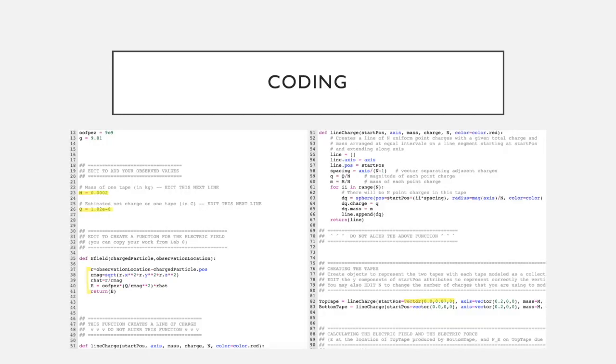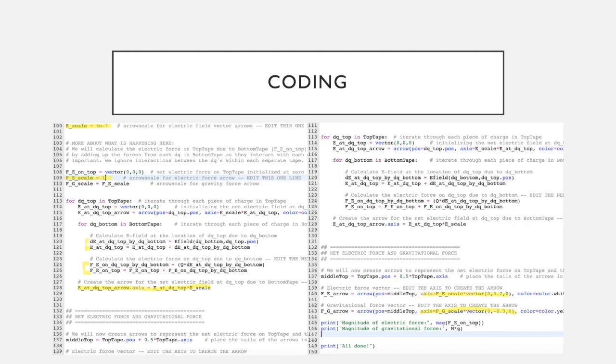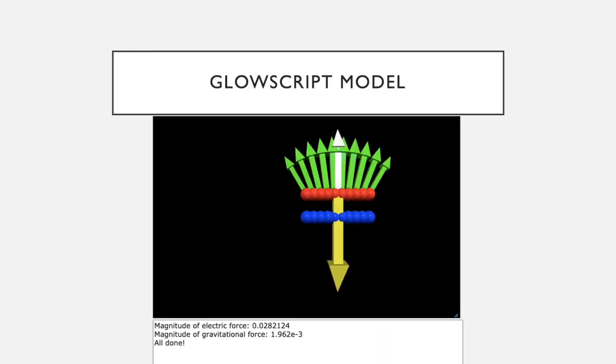For the code, I needed to create a function for the electric field. I needed to input the experimental calculated values, such as the mass, and I needed to create the line charges of the top and bottom tape with their corresponding distance from one another. Additionally, I needed to adjust the scale and add arrows to represent the electric force on the top tape and the force of gravity. Lastly, I had to edit functions in order to make the electric force and the force of gravity have their correct calculations.